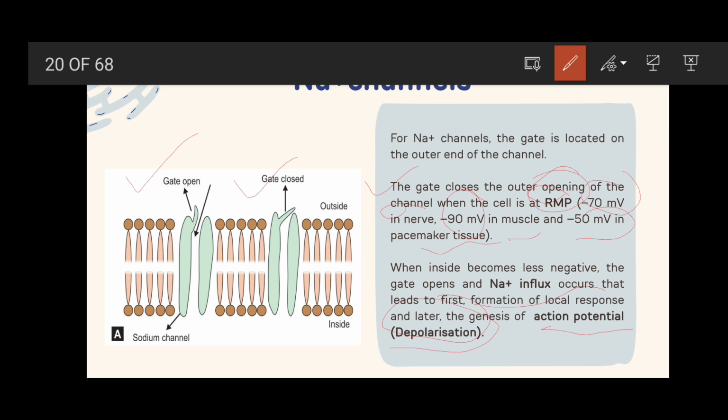As we have discussed, when the cell is in resting stage, then it is polarized. But when the gates open, and there is sodium influx, this leads to the depolarization of the cell or cell membrane, and it is also called generation of action potential.